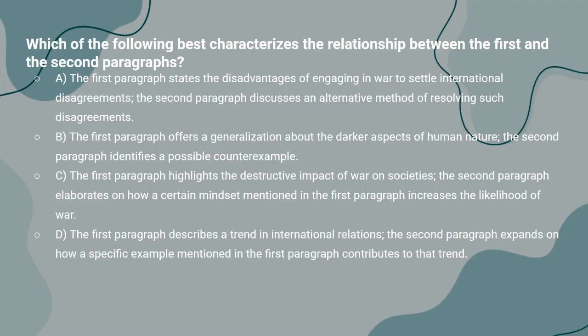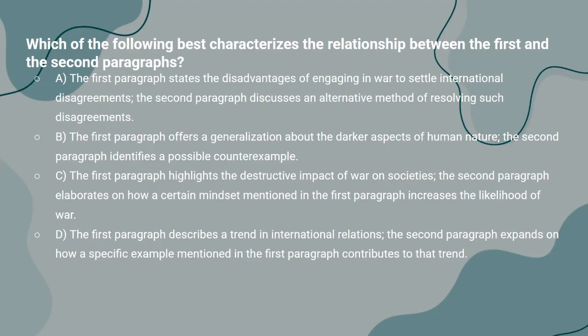C, the first paragraph highlights the destructive impact of war on society. The second paragraph elaborates on how a certain mindset in the first paragraph increases the likelihood of war. I think this is a fine answer. I'm guessing that this is the second best answer. The reason why A is going to be wrong is because it states the disadvantages of engaging in war. However, the second one's not really about an alternative method because the first one's also about that method. His ideas for peace and stuff are really his third and fourth paragraphs.